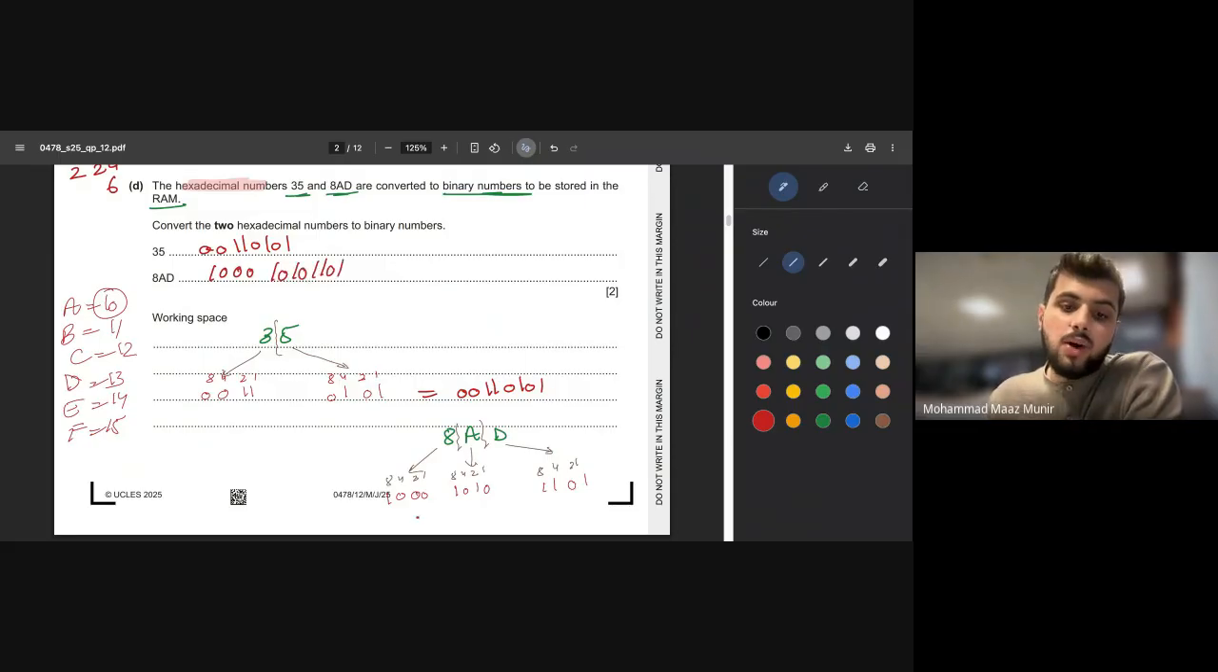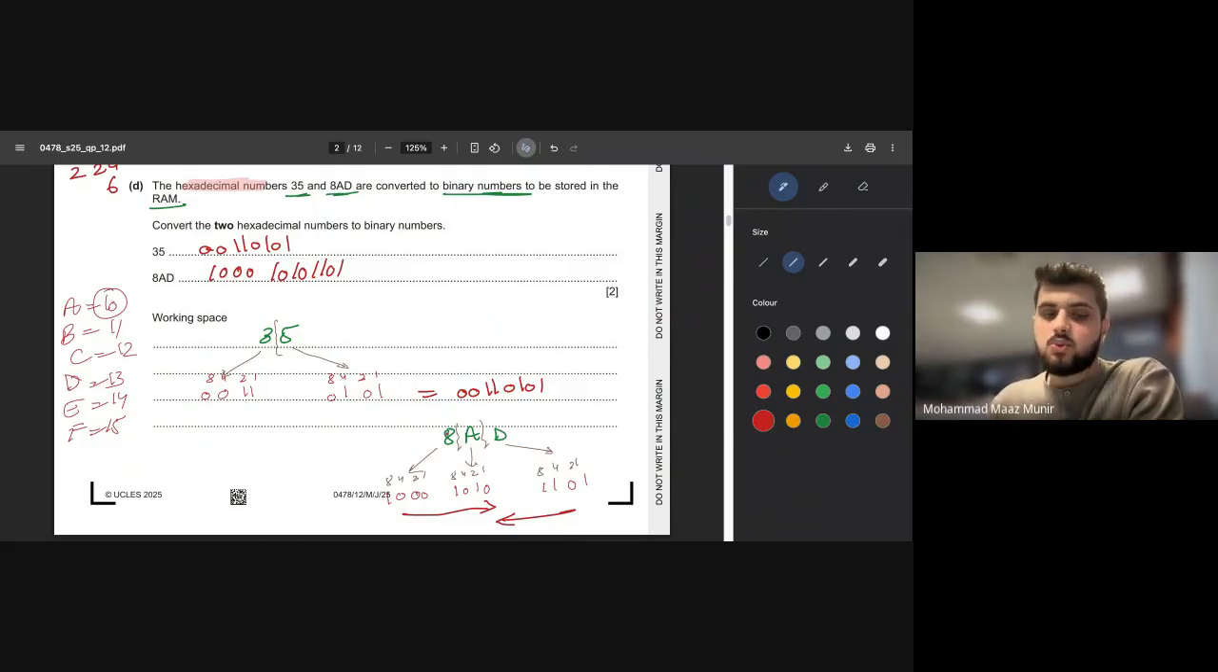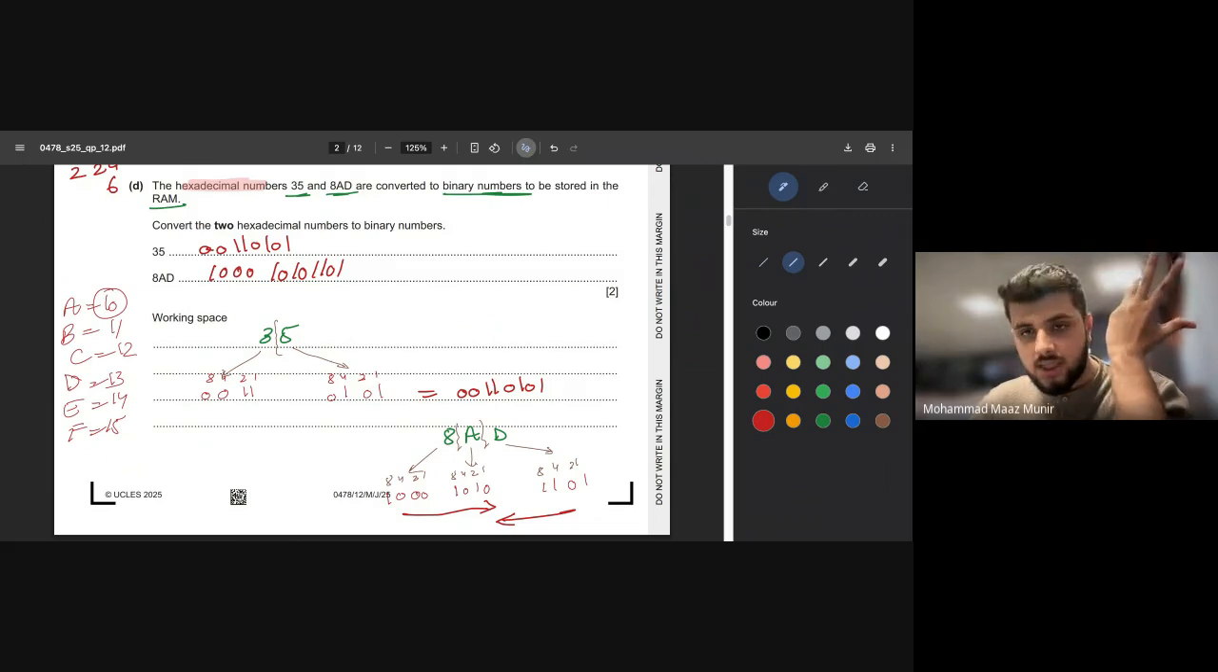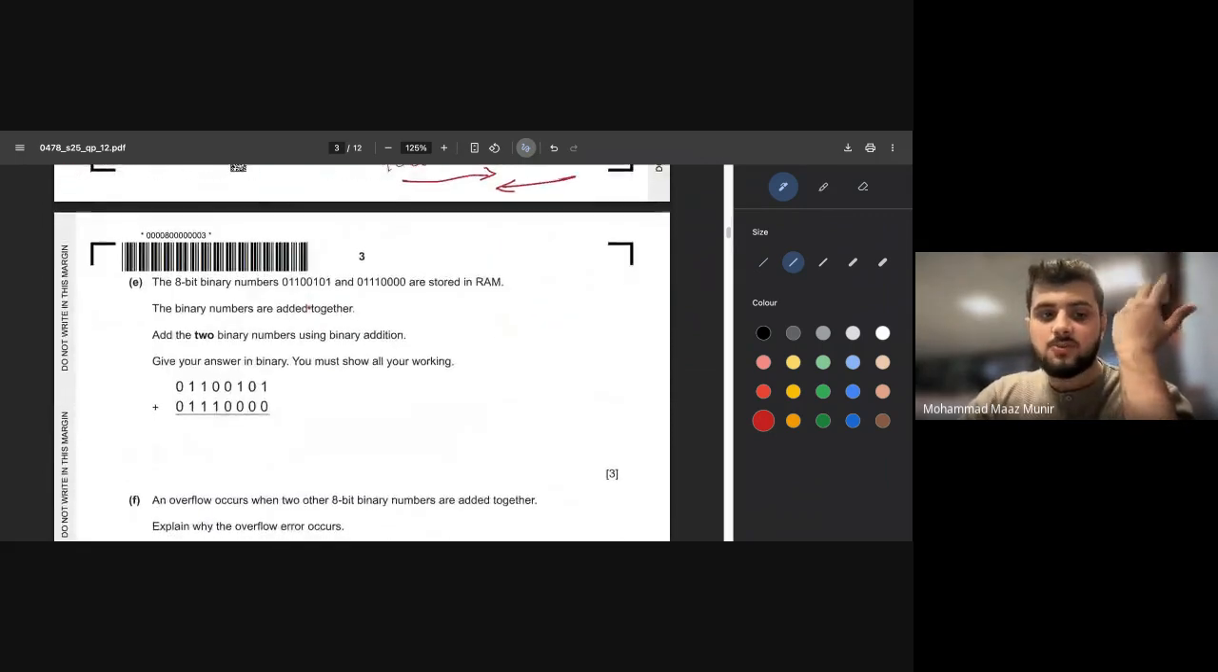Now you might be wondering why are we going this way and not this way. It's just because आपके question के अंदर ऊपर clearly 8 is the first one, so it's like 8 is the first digit, so you need to write the binary of 8 at the first, followed by A and followed by D. ऐसा ना हो कि आप D A 8 जाए, उसमें आपके marks cut off हो जाएंगे. See, this marks the end of this part 2.